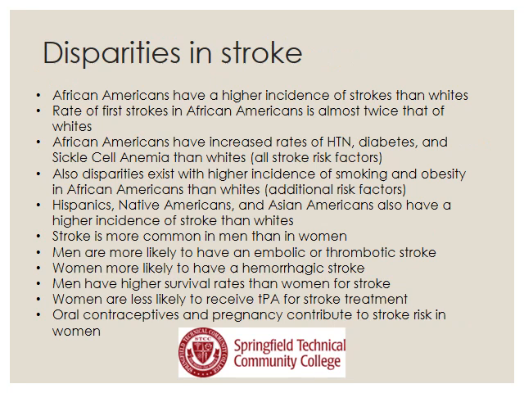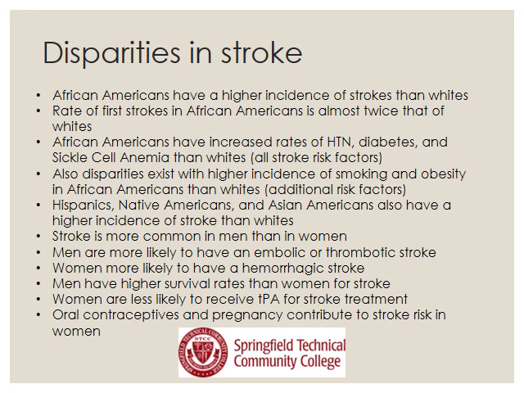There are many disparities in stroke, and many of them are related to African Americans, who have a higher incidence of strokes than whites. The rate of first strokes in African Americans is almost twice that of white people. African Americans have an increased incidence of hypertension, diabetes, and sickle cell anemia, which are all risk factors for stroke. And if you look at a map of the United States, there's actually what's called a stroke belt. You can Google it. It's the southeastern states, where they have higher rates of tobacco use and higher rates of obesity, and these are also modifiable stroke risk factors.